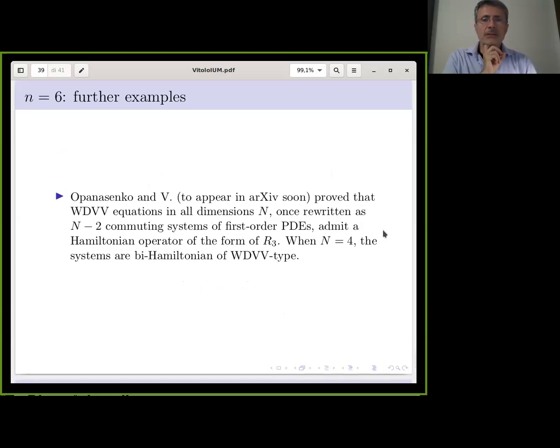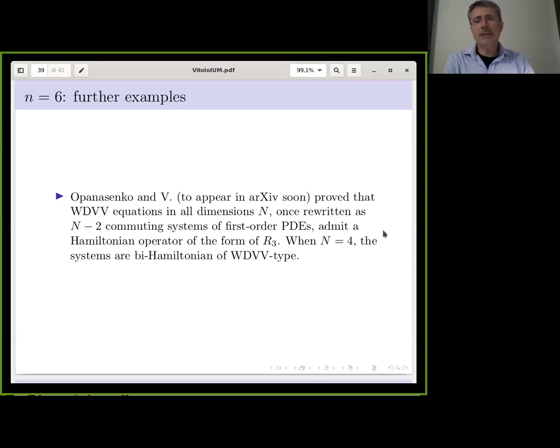Again, we proved, and we hope to publish these results on arXiv soon, that WDVV equations in all dimensions, once rewritten as n-2 commuting systems of first-order PDEs, admit a third-order Hamiltonian operator in canonical form. And only when n equals 4 have we been able to prove that the systems are Bi-Hamiltonian of WDVV type.